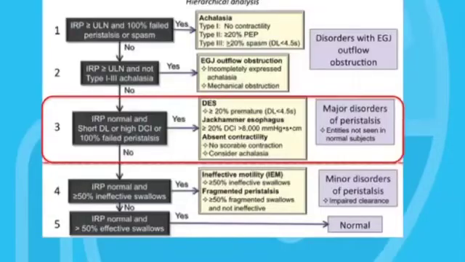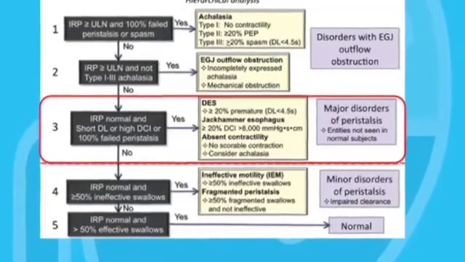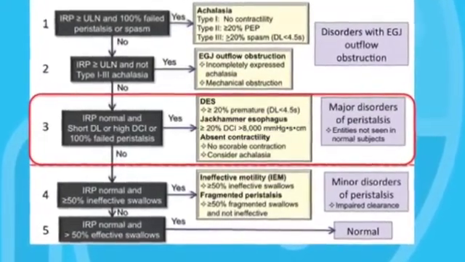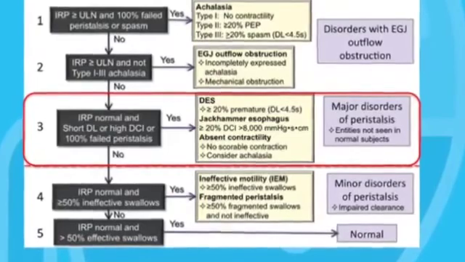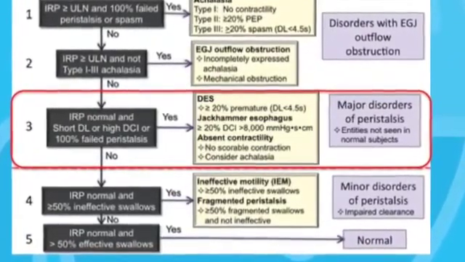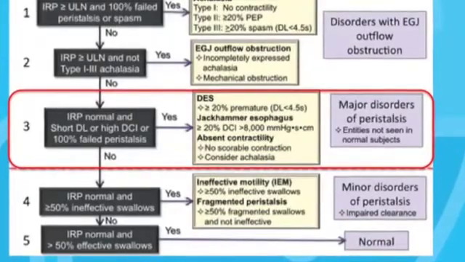Another category of peristaltic abnormality is where the DCI is abnormally high, that is, a DCI of more than 8,000. If this is present in more than 20% of swallows, it is diagnostic of jackhammer esophagus.